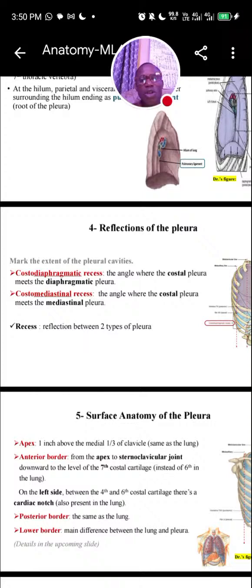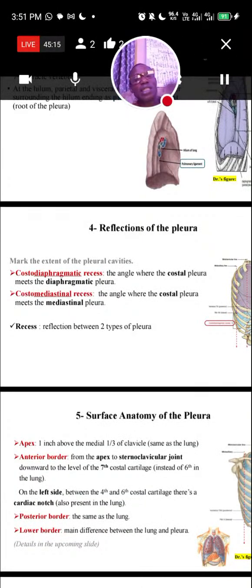Okay, so you have the costodiaphragmatic recess and the costomediastinal recess. What does it mean? The angle where the costal pleura meets the diaphragmatic pleura. Costomediastinal is the angle where the costal pleura meets what? The mediastinal pleura. Is it not simple? Don't break somebody's pleura. All right, we move on.